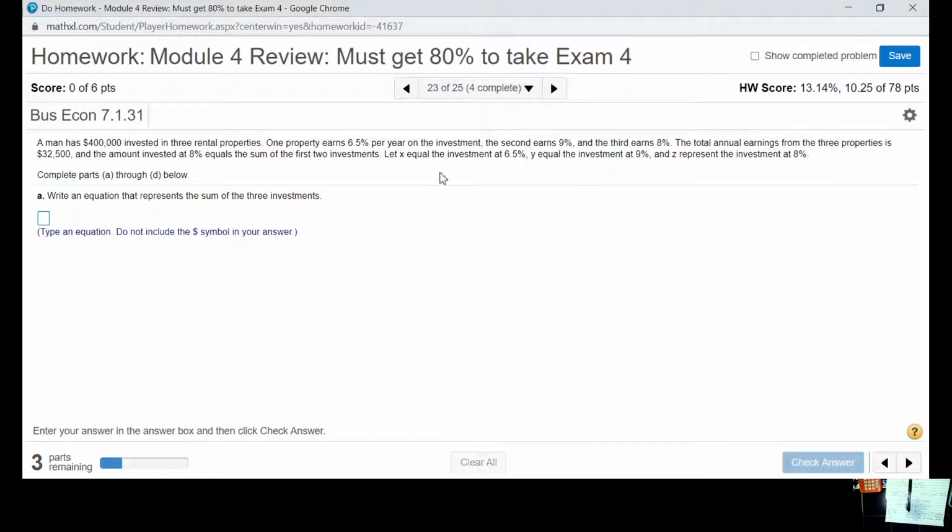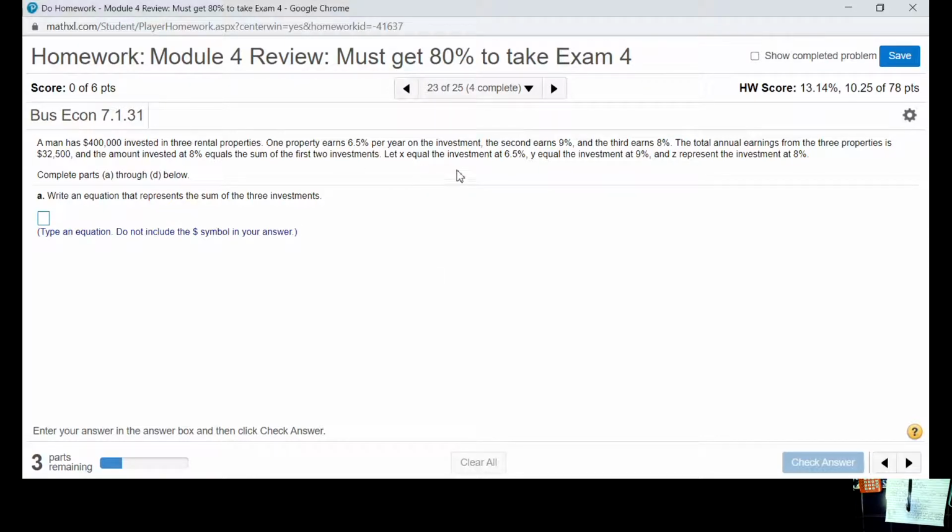Looks to me like we want our variables again to represent the investment in the least amount, the least percentage rate. Y is the one in the middle. Nope, Y is 9% and Z is 8%. I don't know why, but this is 6.5, 9, and 8% investments, your X, Y, Z.